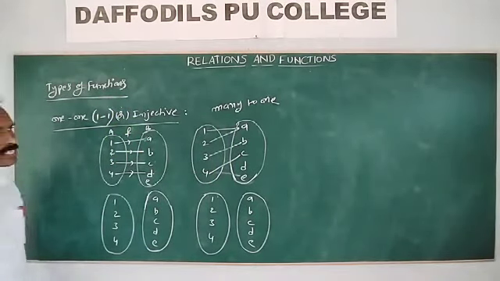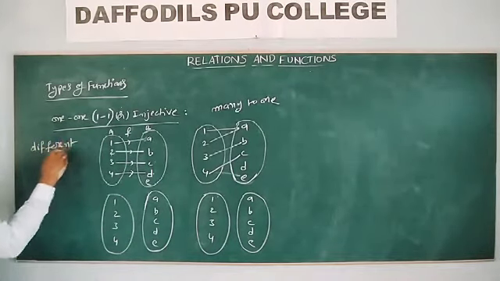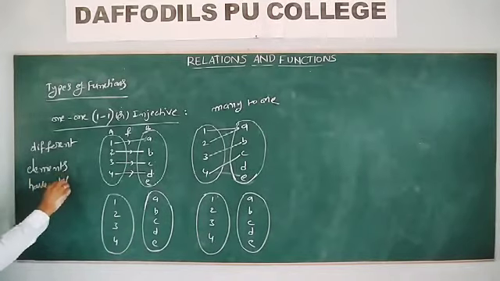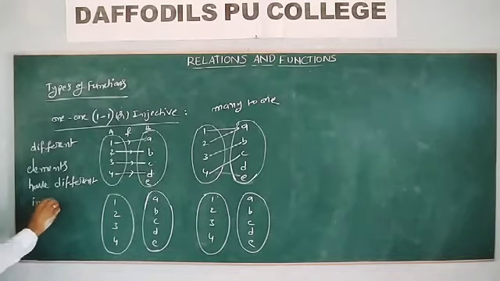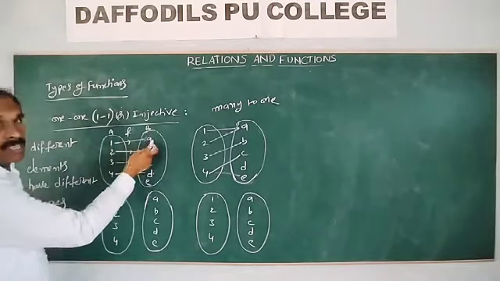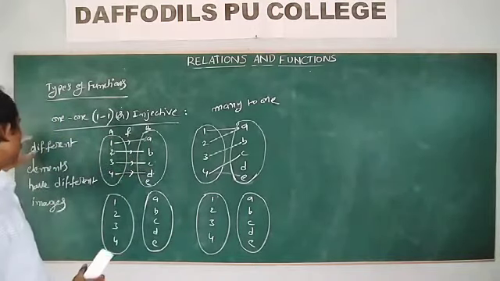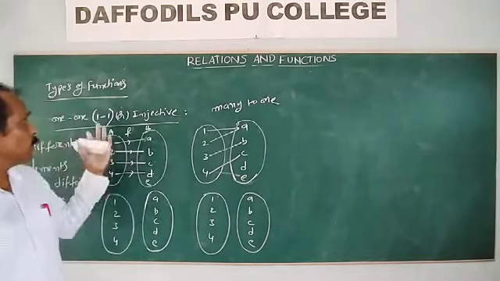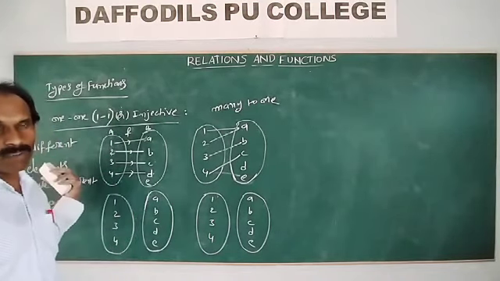So what is the definition of a one-one function? Different elements have different images. 1 is called the pre-image of A, and A is called the image of 1. Different elements have different images. This is just a simple definition of a one-one or injective function. Another name is injective function or one-one function.